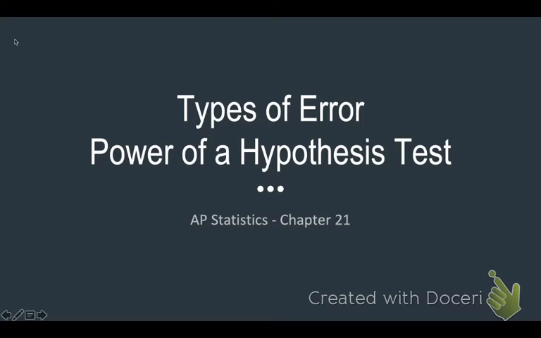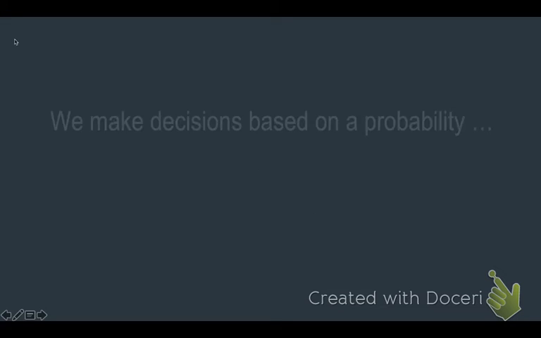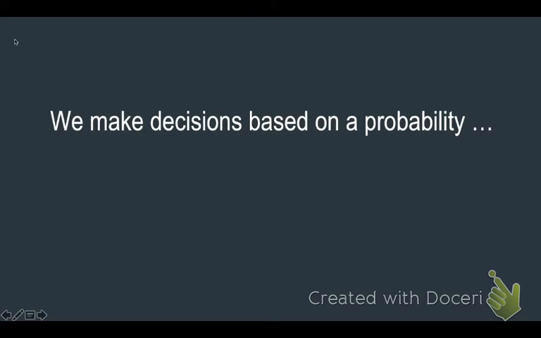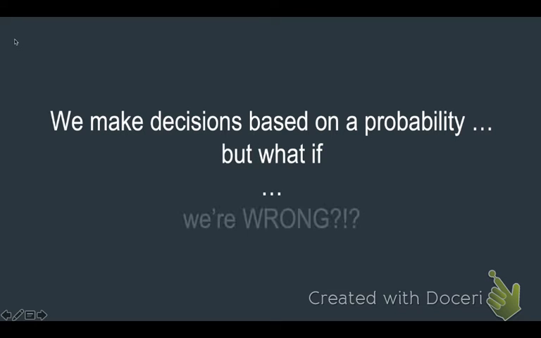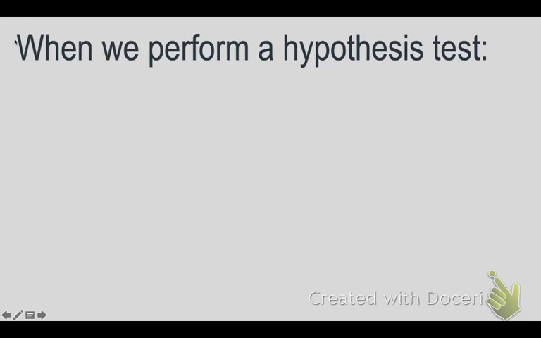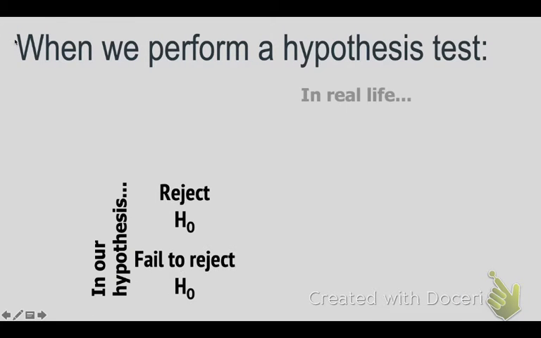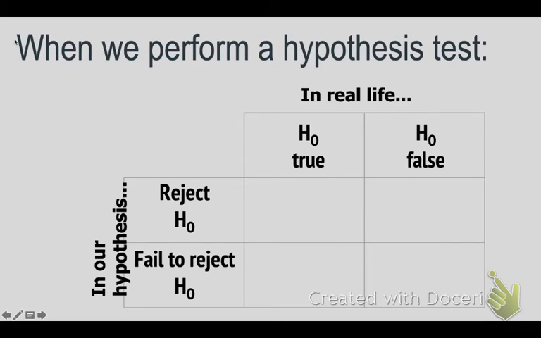Now we're going to get into types of error and the power of a hypothesis test. So we make decisions based on a probability, but what if we are wrong? That never happens, right? No, it does happen. When we perform a hypothesis test, we could reject or fail to reject a null hypothesis, right? That's what we do when we make a decision.